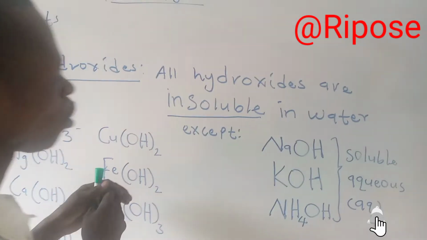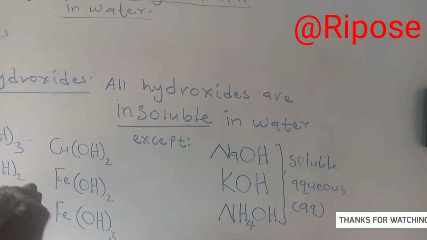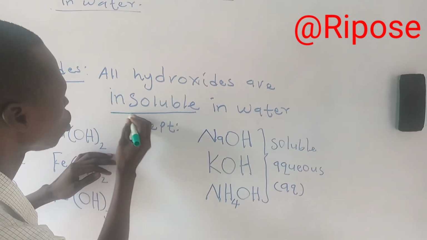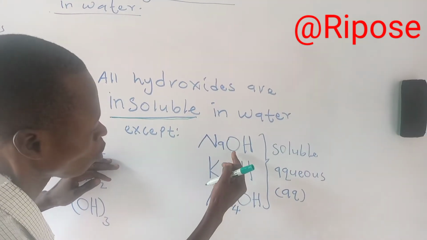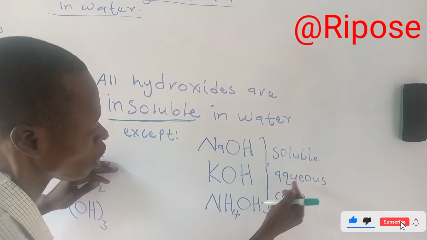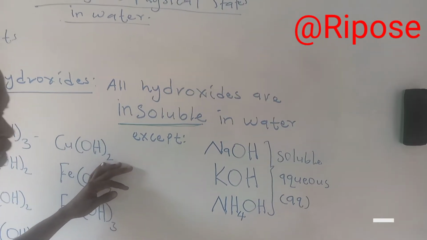So we say that all hydroxides are insoluble in water, except this series which dissolve, but the rest are insoluble. We have this series: sodium hydroxide, potassium hydroxide, and ammonium hydroxide. They dissolve forming solutions in water. We are going to see their solubility in water.